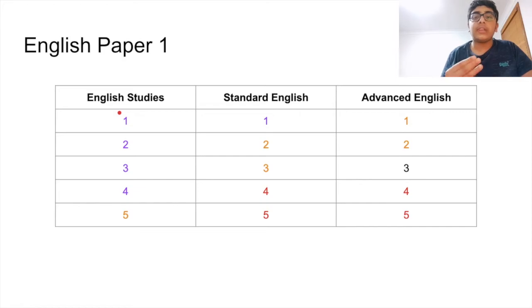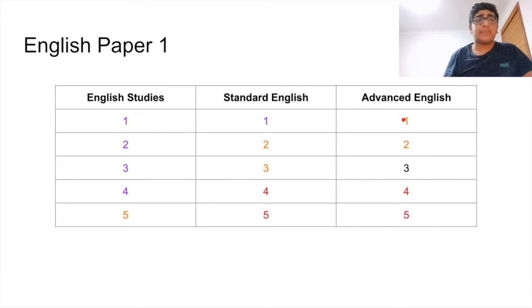There are 3 different types of English available to HSC students: English Studies, Standard English, and Advanced English. English Studies: the first 4 questions are from the English Studies syllabus, and the last one is from English Standard. English Standard: the first one is from English Studies, the next 2 are from the Standard syllabus, and the last 2 are from Advanced.